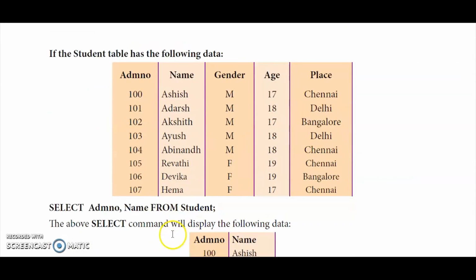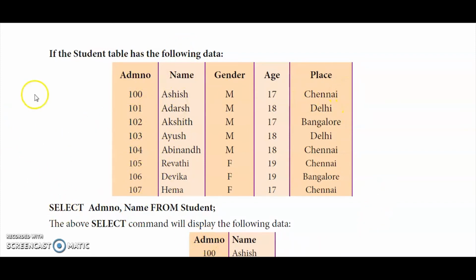So now consider this table: admission number, name, gender, age, place. Consider this as a table. You are having 8 records here. Okay. So select admission number, name from student. Then what will happen? The above select command will display the following data. That is, we have given only admission number and name, so only these 2 columns.